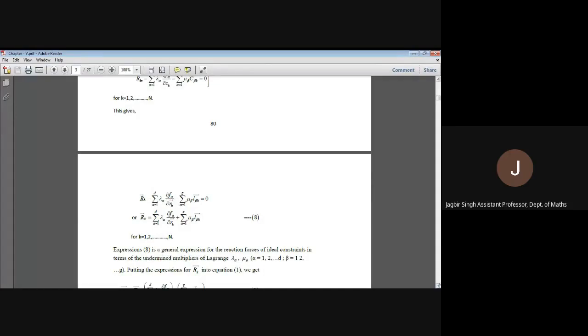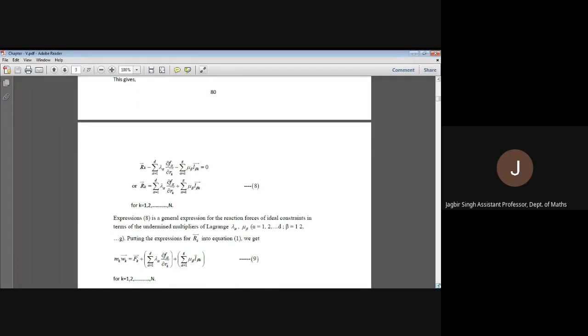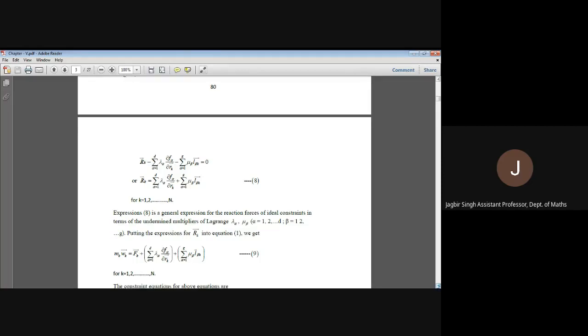Now replacing this value into equation number 1, the equation number 1 will become mkwk is equal to fk, this is the effective force, plus summation alpha from 1 to d lambda alpha curly f alpha by curly Rk plus summation beta from 1 to g mu beta L beta k vector. That's all for k from 1 to N. And this very equation number 9 is known as the Lagrange equation of first kind.